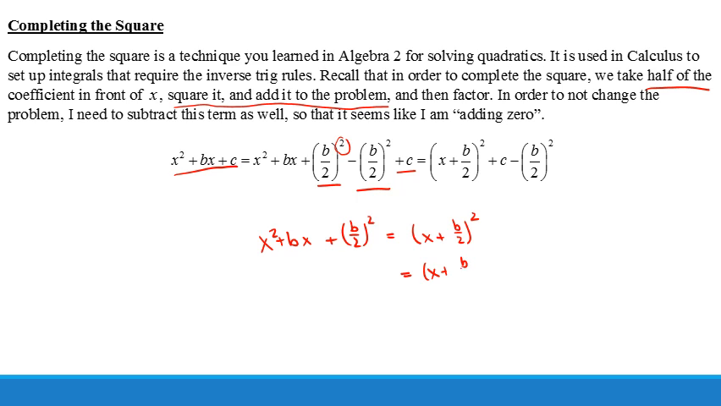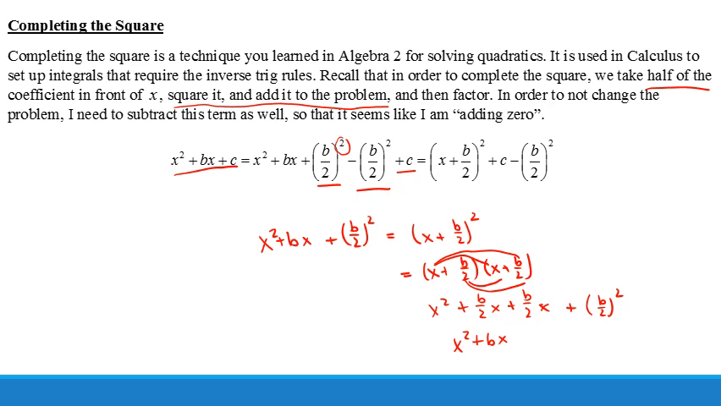And the reason for that is because if you were to multiply that back out, then you would have x plus b/2 times x plus b/2, which would give you x times x, which is x squared. Then you would have b/2x plus b/2x, and then multiplied by b/2 times b/2, which is your b/2 squared. And then if you collect the like terms, b/2 plus b/2 is just b, so x squared plus bx plus b/2 squared. So hopefully that didn't confuse you.